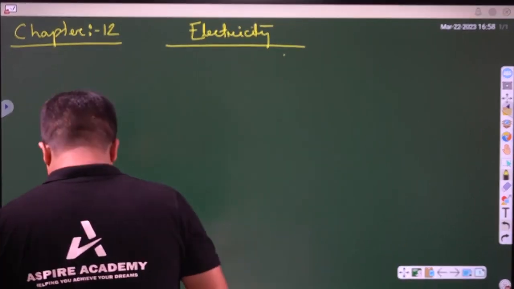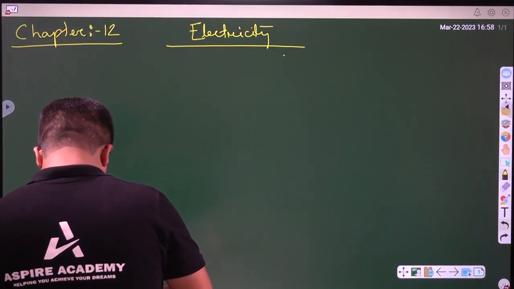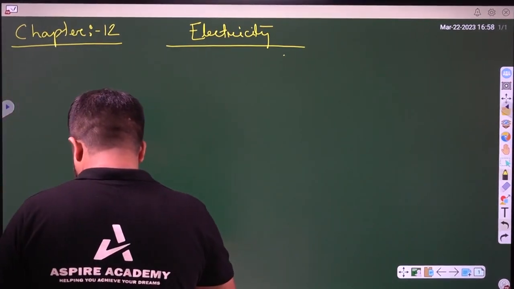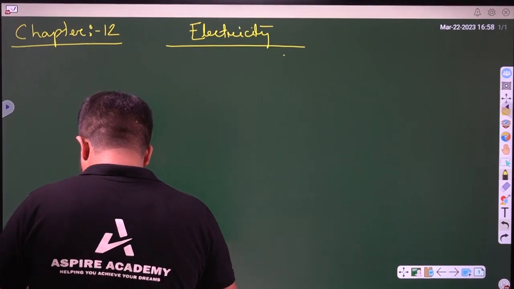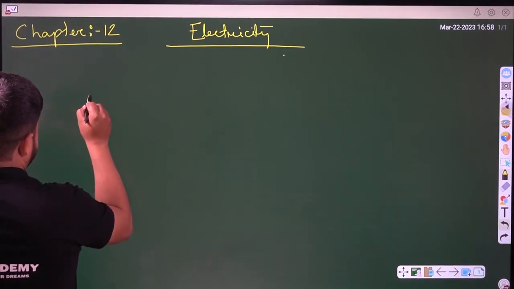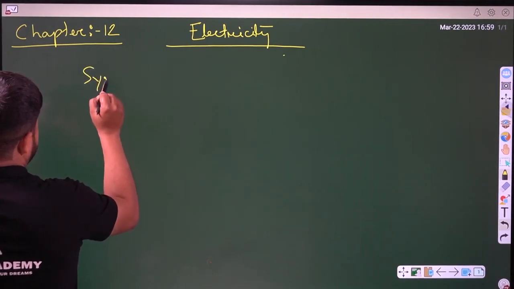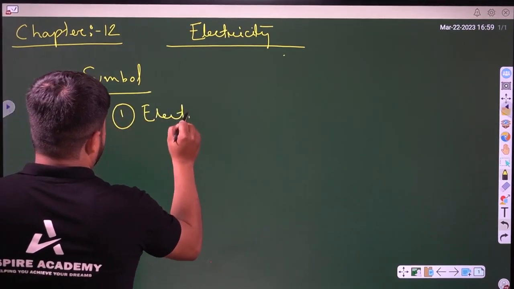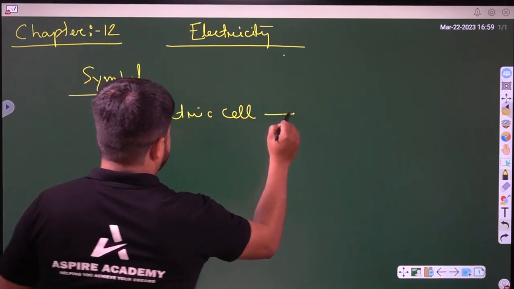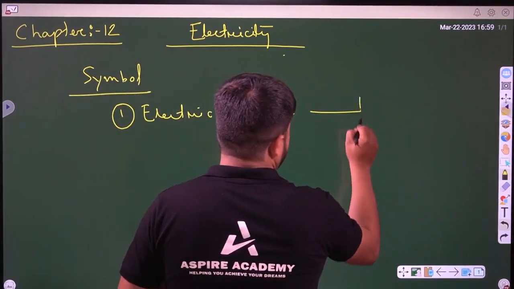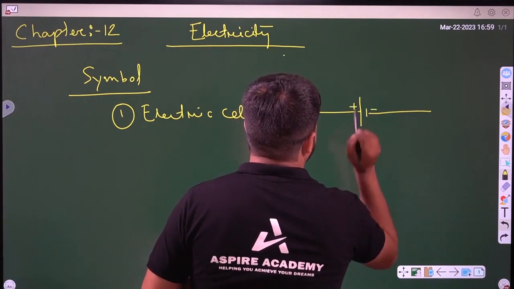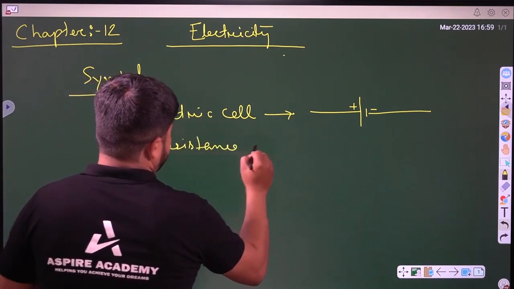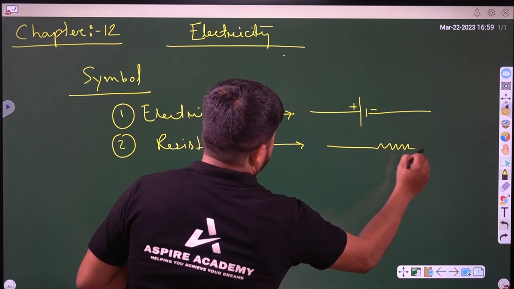So next, some electric cell symbols. How can we represent the electric cell? First of all, electric cell we can represent like that. The long end is positive, this is negative. Resistance we can also represent. This is a resistance.